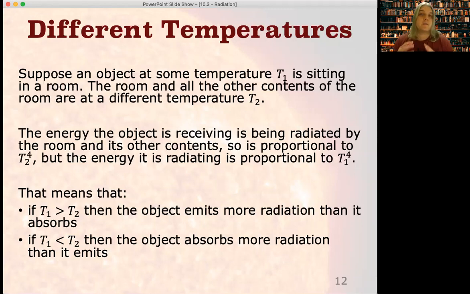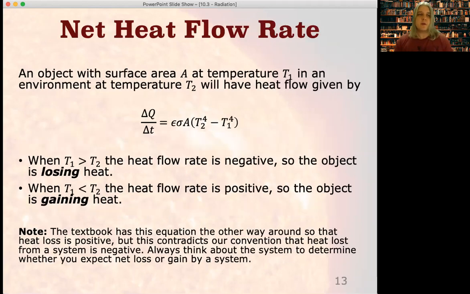That means that if its own temperature is higher than the surrounding temperature, it'll be emitting more radiation than it's absorbing. Right? If it's the other way around, if we've got T1 less than T2, then it will be absorbing more than it's emitting. So the hotter temperature object will emit more than it absorbs, but a colder one will absorb more than it emits. And that should hopefully be no surprise, because what that means is that the net flow rate is just the same formula we saw before, but now instead of just the temperature to the 4th power, we have the difference in the 4th powers of the temperatures.